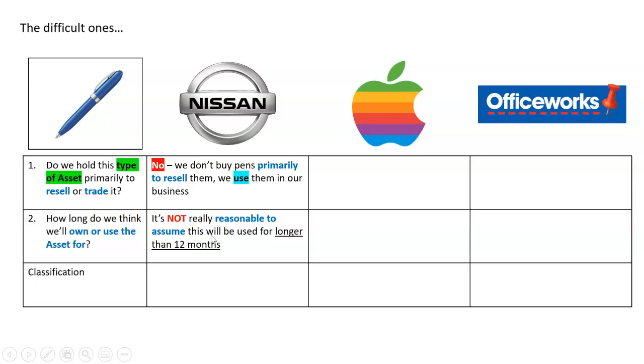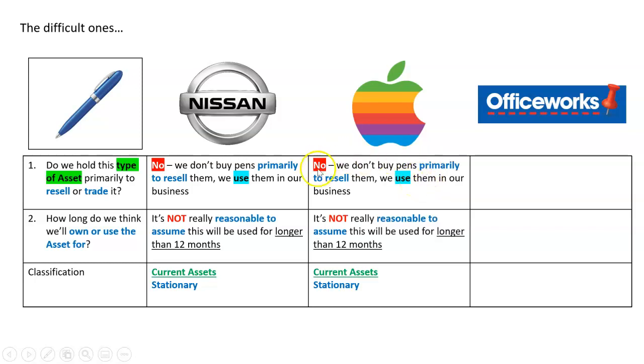Well, now we get a bit of a judgment call. But most pens probably don't last longer than 12 months. So if we don't sell it, but we don't think it'll last longer than 12 months, well, that's going to be a current asset, but it's not going to be called inventory, it's going to be called stationery. Now, the same for Apple. They don't buy and sell pens. So now it becomes a question of, do we think we'll own or use the asset for longer than 12 months? Probably not. So that's a current asset called stationery.